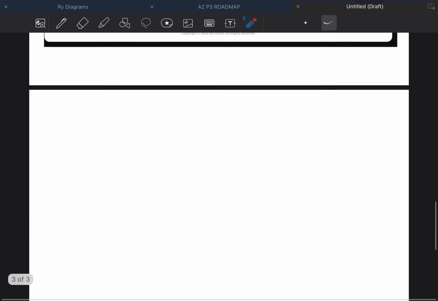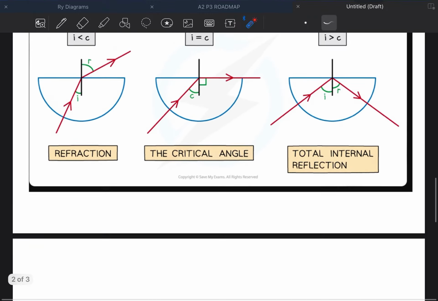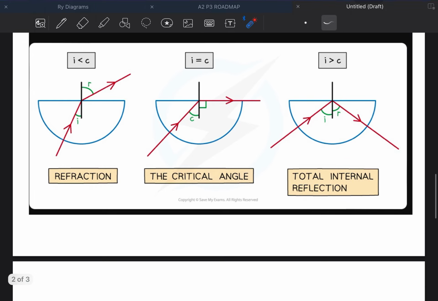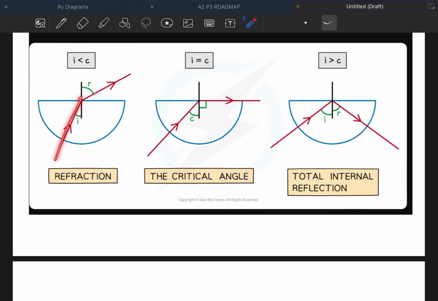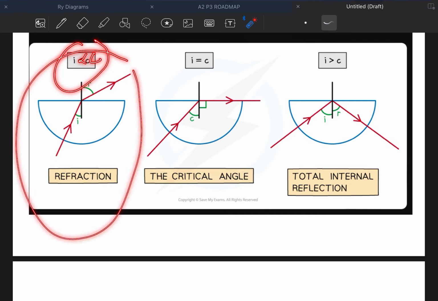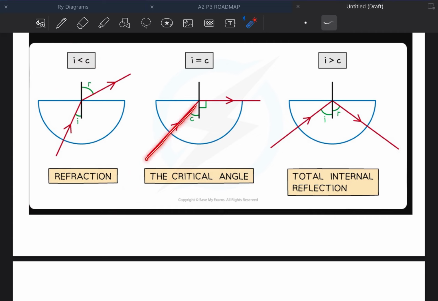As the angle of incidence increases, it will eventually surpass the critical angle, and that leads to total internal reflection. Here the angle of incidence is less than the critical angle, so only refraction is taking place. Here the angle of incidence is passing through the boundary, and then the refracted ray reaches 90 degrees. When it reaches 90 degrees, that means the angle of incidence is equal to the critical angle.